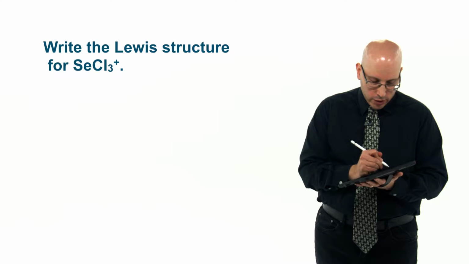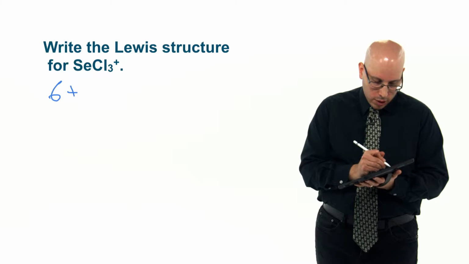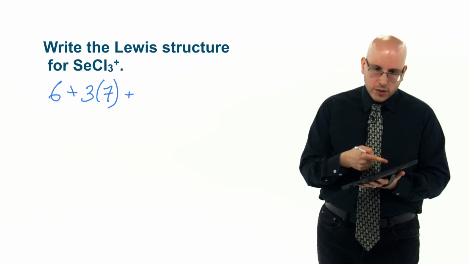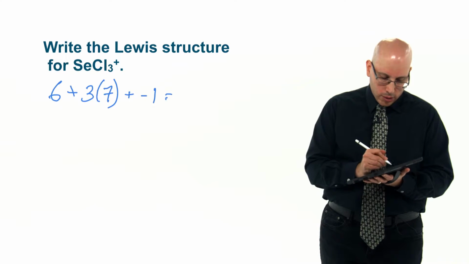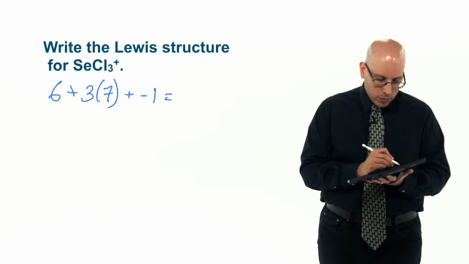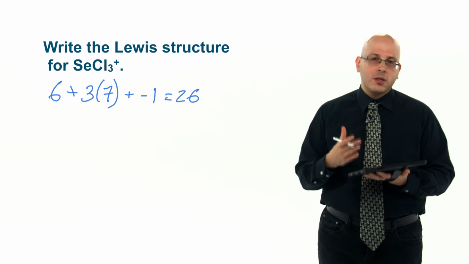So now that I know that, let me go back here. I have 6 valence electrons from selenium, and I have 7 from each of the chlorines, but there are 3 of them. But I also know that the thing has a charge of +1, which means that it lost an electron. So I'm going to subtract 1 from that. So I have 21, and 6 more is 27, minus 1 is 26. So now I have 26 total electrons to play with.